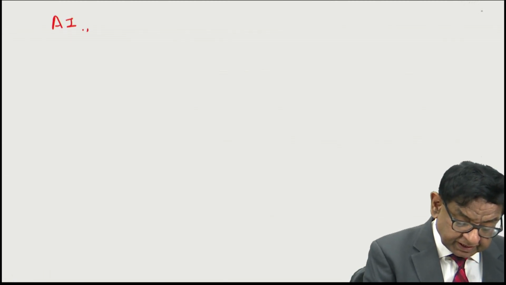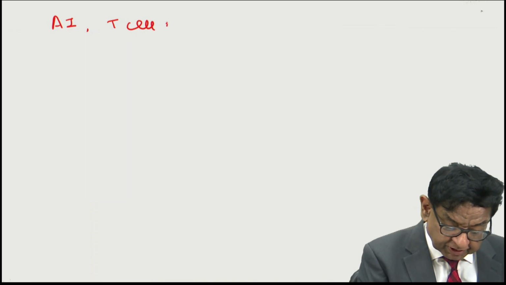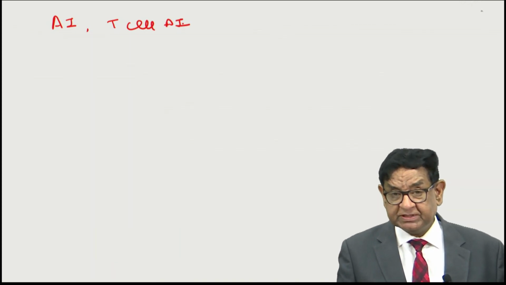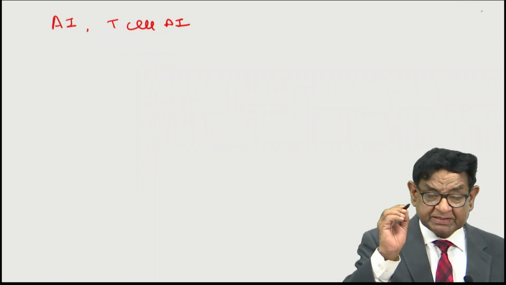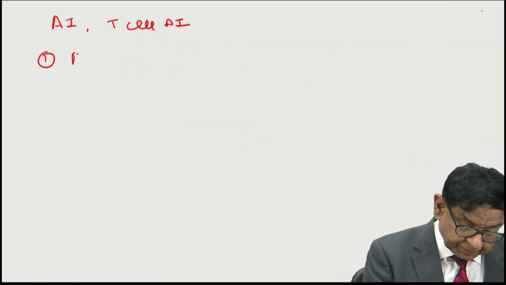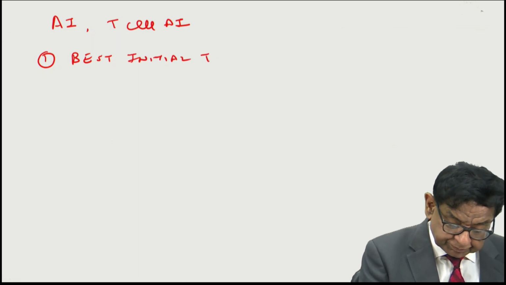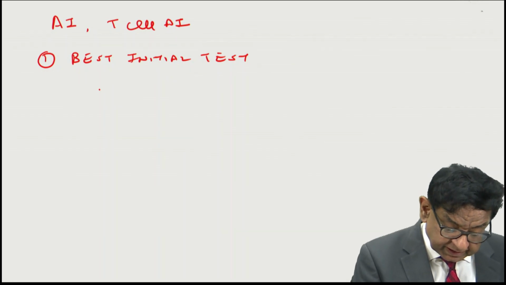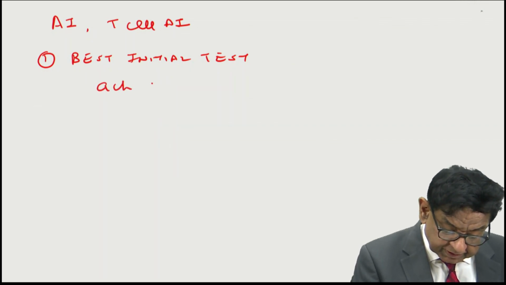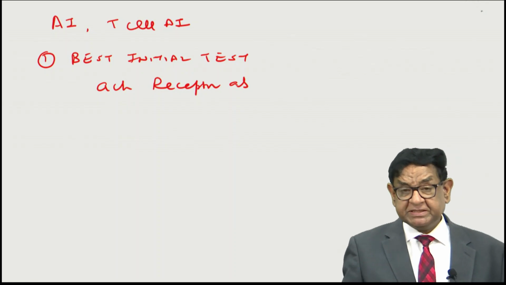We all know very well that it is an autoimmune disorder. In fact, the special thing about myasthenia gravis is that it is a T-cell autoimmune disorder, because most of the autoimmune diseases are due to B cells. Now, if we have to diagnose a case of myasthenia gravis, what is the best initial test? Okay, the answer is acetylcholine receptor antibodies. This is the best initial test.